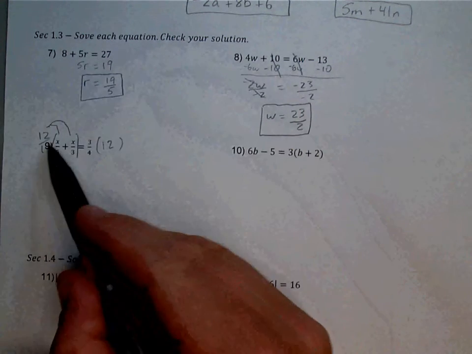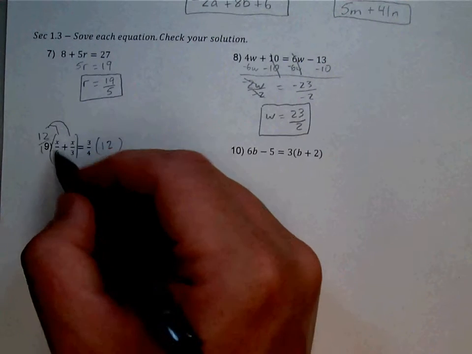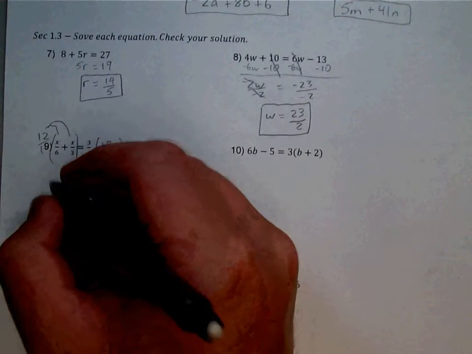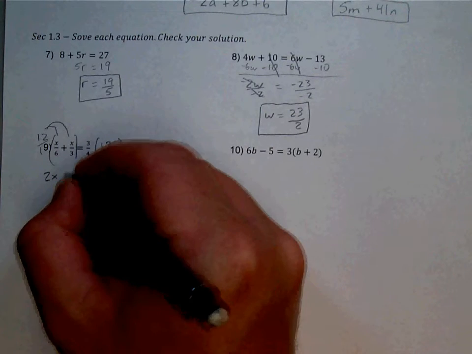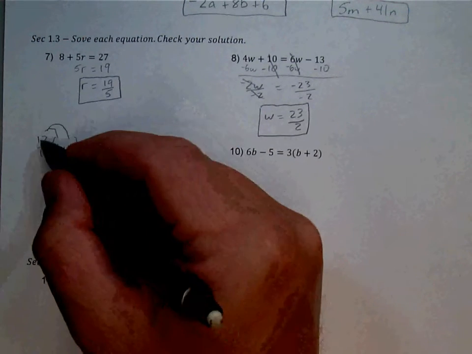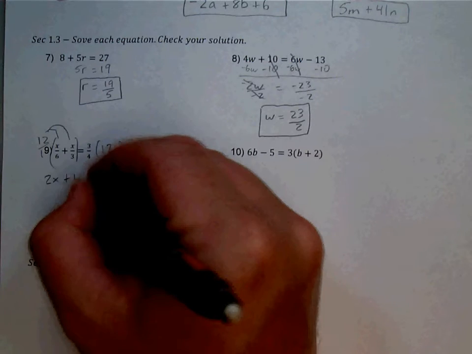When that happens, 12 times x over 6. Well, 12 over 6 is 2. 12 divided by 6 is 2. So I end up with just 2x. Then there's a plus, and then 12 times x over 3. Well, 12 divided by 3 is 4, so we get 4x.